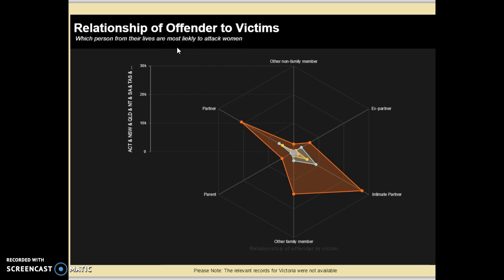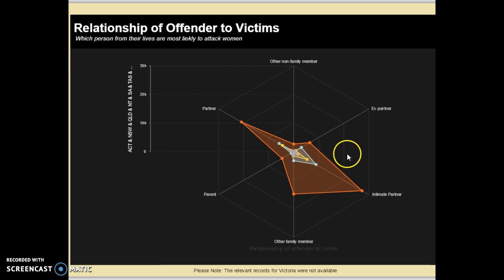The next thing that we decided to focus on was to ascertain the relationships between offenders and victims, so as to determine which persons in women's lives are most likely to perform an act of domestic violence. Please note, in this graph, the records for Victoria were not available. However, considering the records from all of the states, there are some clear winners.